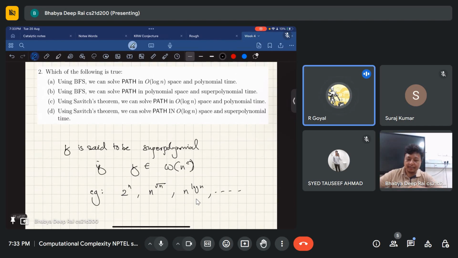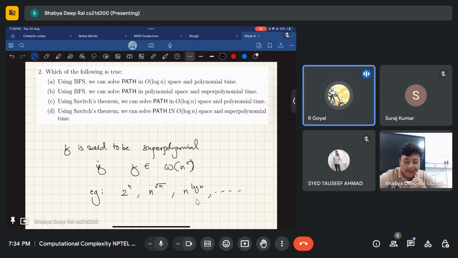Okay. Because in option number 1, BFS runs in polynomial time, and since BFS would be conducting a search level by level, I just need to maintain a counter kind of a thing here. So this BFS may require a logarithmic amount of space. So I think that option A is correct. However, in option B, the space has become polynomial. So clearly, something which can be done in logarithmic space can also be done in polynomial space, and something which can be done in polynomial time.